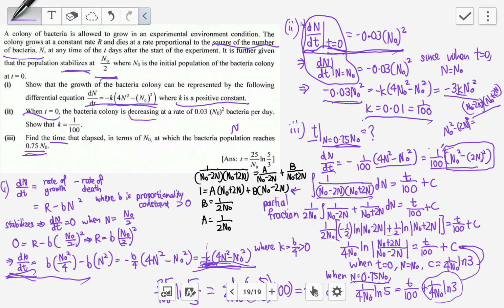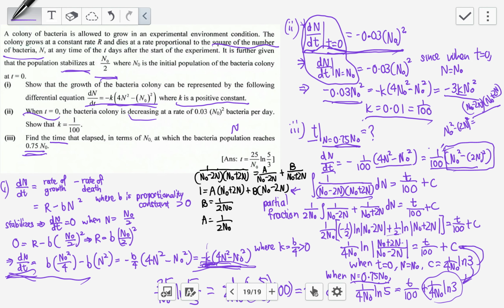So 2 multiplied by 0.75 n naught is just 1.5 n naught. 1.5 n naught plus n naught is 2.5 n naught. 2.5 n naught divided by, okay, the bottom would be n naught minus 1.5 n naught, which is minus 0.5 n naught. 2.5 n naught divided by minus 0.5 n naught will just be minus 5, and because of this modulus, it becomes 5. Alright, so 1 over 4 n naught ln 5 equals t over 100 plus this constant.